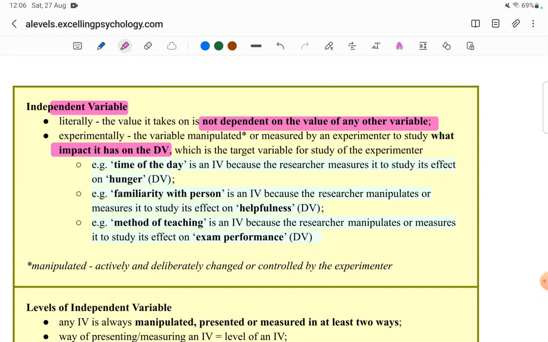Okay, so an independent variable, if you're asked to define it, as we'll see ahead, these type of questions do come in paper 1 and paper 2. You should say that an independent variable is that variable in an experiment which brings about a change in the value that the dependent variable takes on.